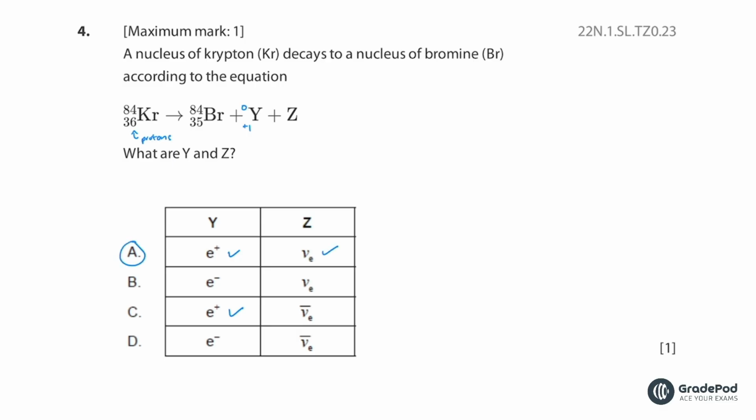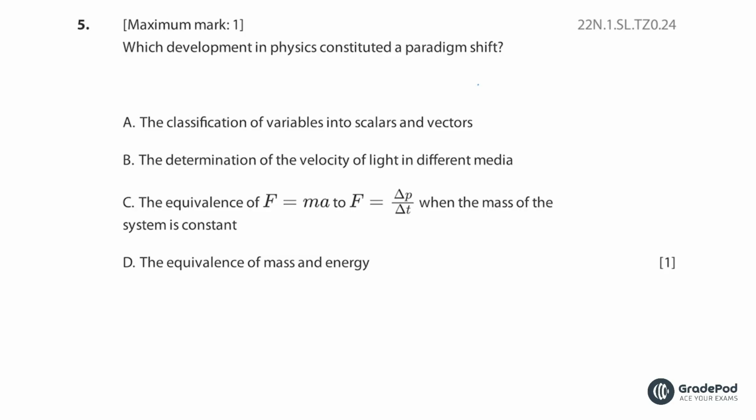When you lose a positron, that's beta plus decay, you also lose a neutrino, not an antineutrino, so our answer is A. Question 5. Which development in physics constituted a paradigm shift? You'll know from TOK that a paradigm shift is a fundamental shift in the way that society thinks, or the way that you view something really important. And I'm going to go through each of the options here.